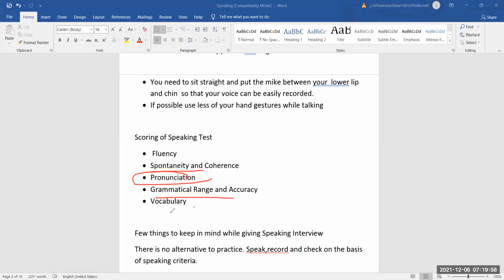And finally, vocabulary. Try to use various words which will showcase your vocabulary level, and avoid repetition. That's very important. It's not necessary that you have to come up with nearly 20 to 30 advanced words. You don't have to use only advanced words. It's not like that.